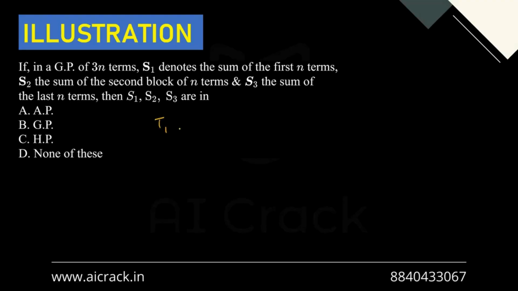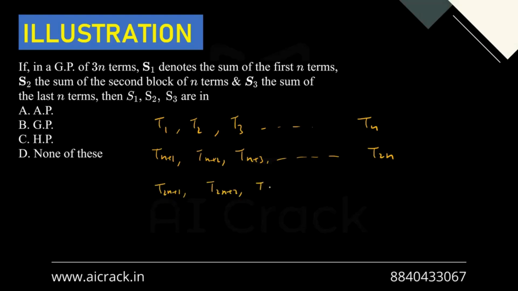The first term is T1, the second term is T2, the third term is T3, and we have the nth term as Tn. Then we have the n plus 1 term, n plus 2 term, n plus 3 term till T2n. Then we have T2n plus 1, T2n plus 2, T2n plus 3 till T3n. Now they have taken this summation and this summation and named them S1, S2 and S3. Now let's write S1 first.